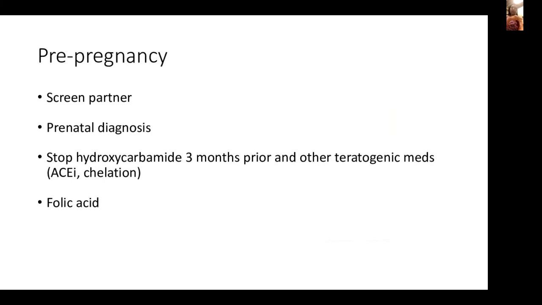As we're discussing, this patient is on hydroxycarbamide, so for any woman that wants to get pregnant, 3 months prior to trying to conceive it's important to stop hydroxycarbamide and any other teratogenic medications which may be needed, such as ACE inhibitors or iron chelation, and make sure they're taking their folic acid.